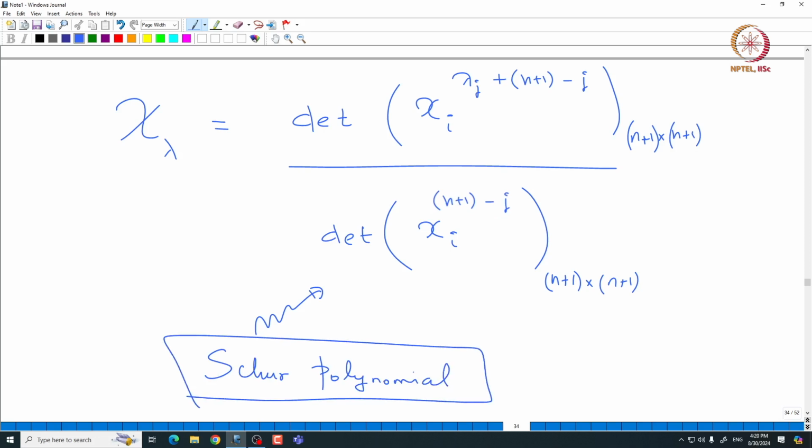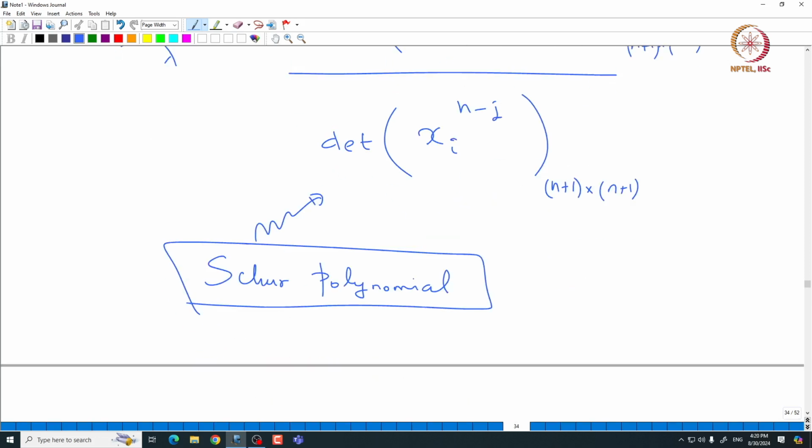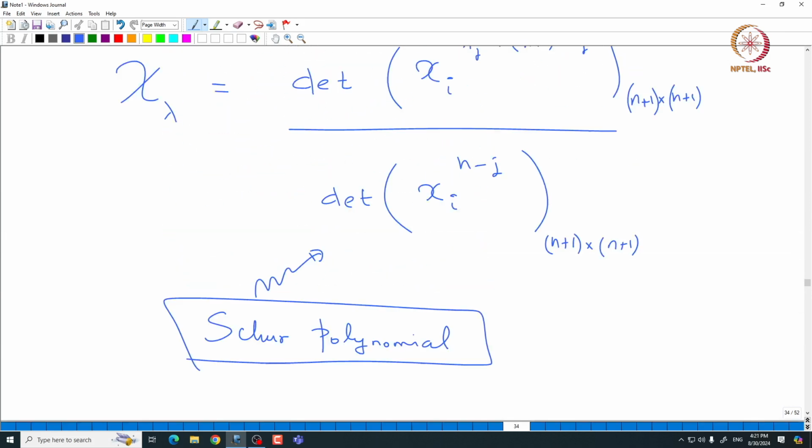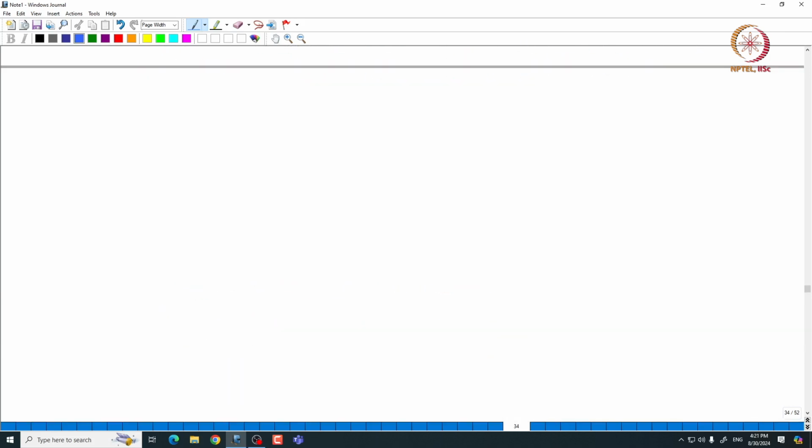The important thing about this Schur polynomial is that it is a symmetric polynomial, and one can prove that these symmetric polynomials form a basis for the set of symmetric polynomials in the variables x1 through x(n+1). This n plus 1 is actually confusing, so one can just take SLn and work with only n variables.